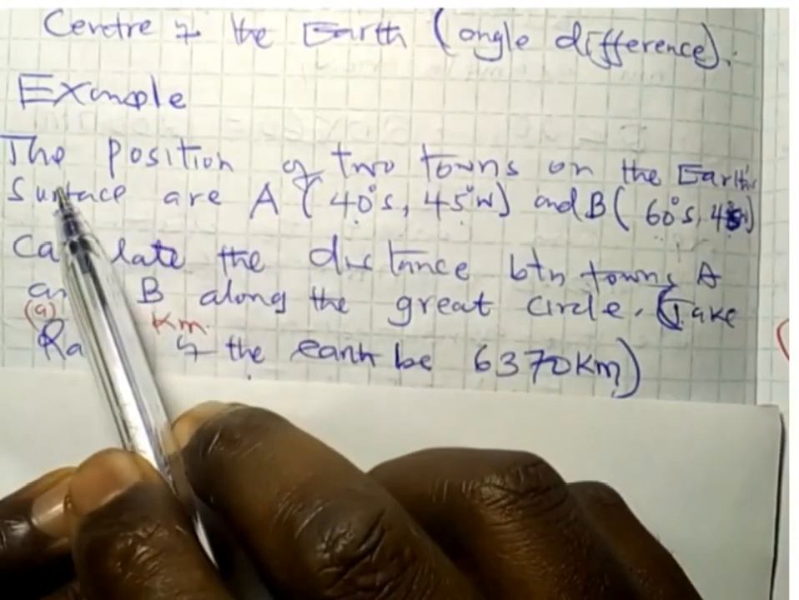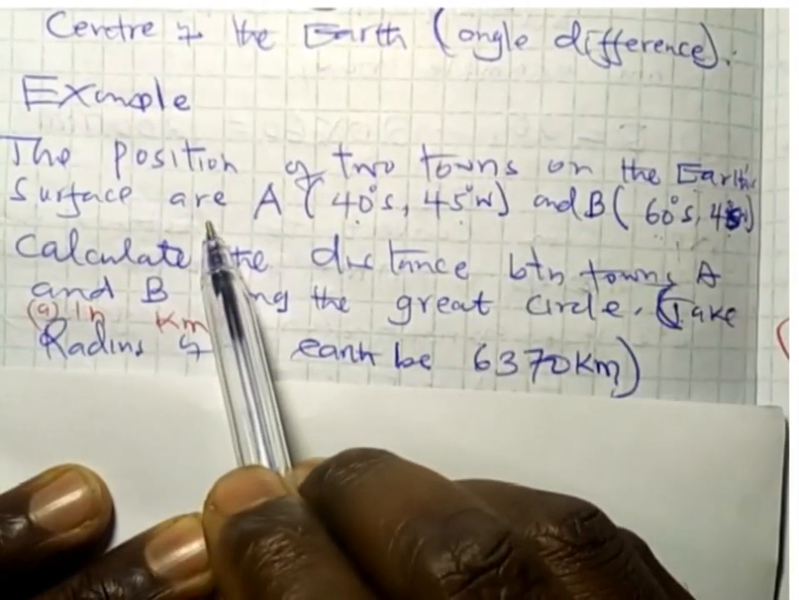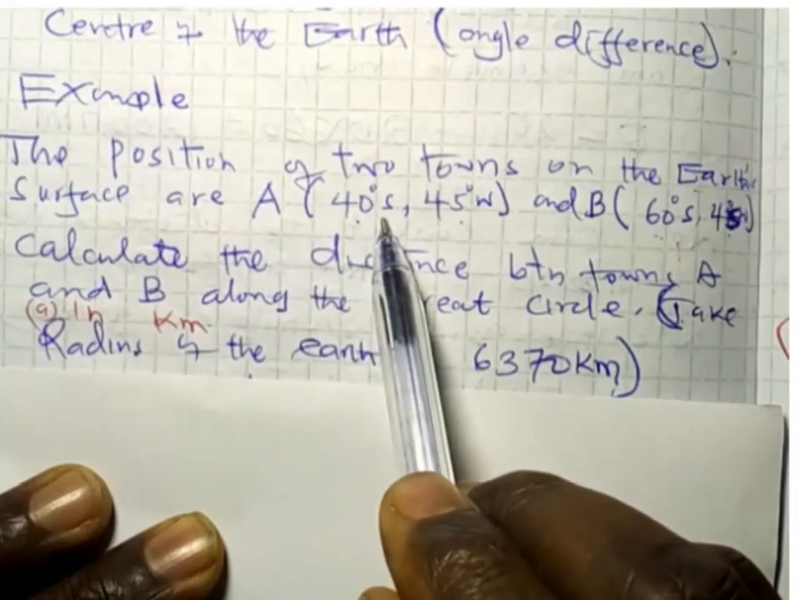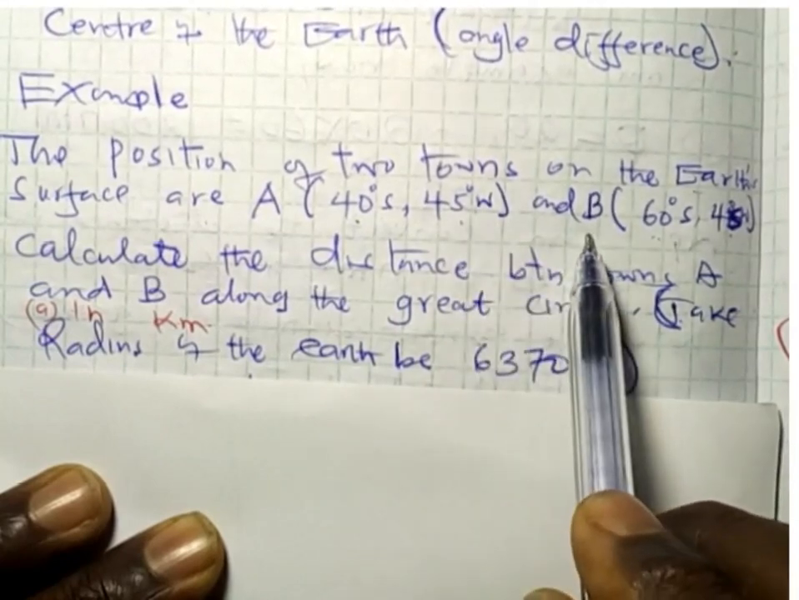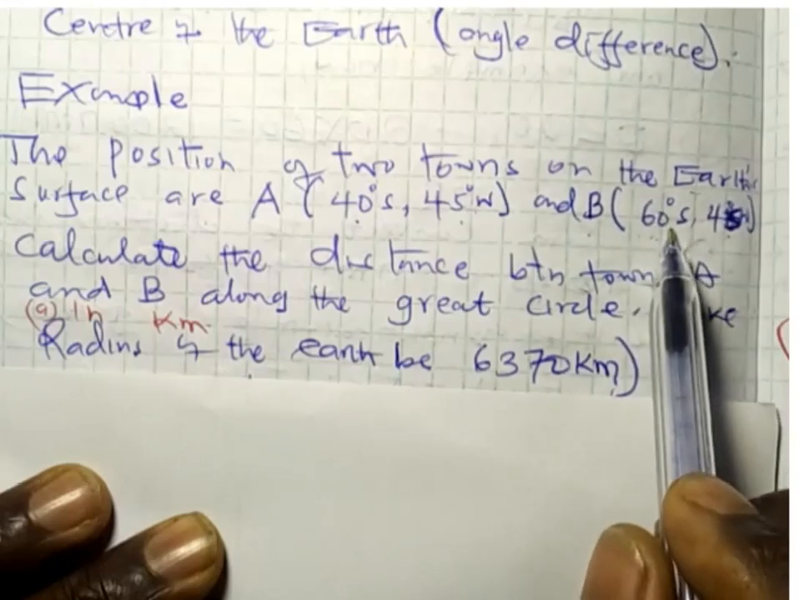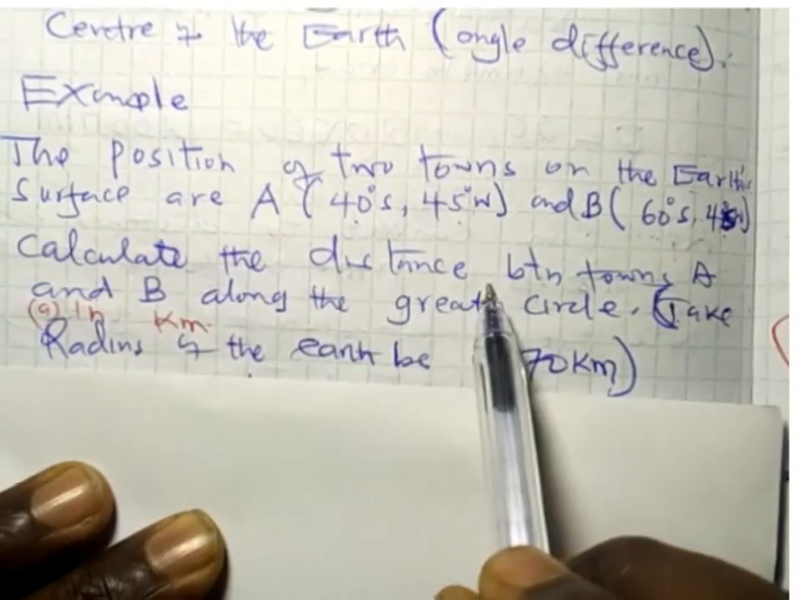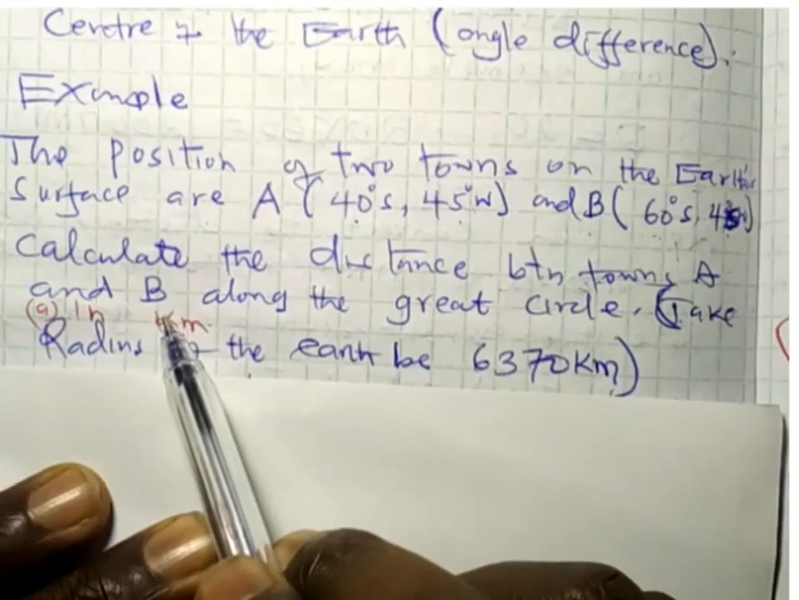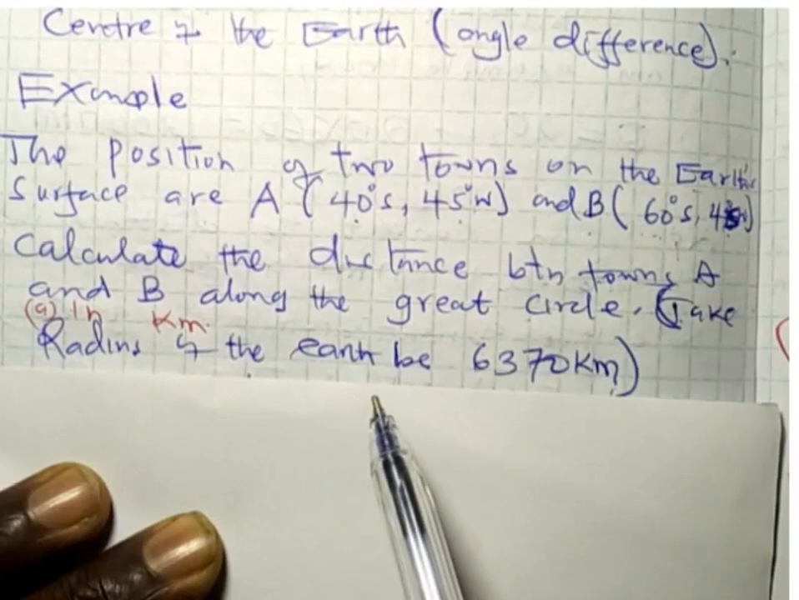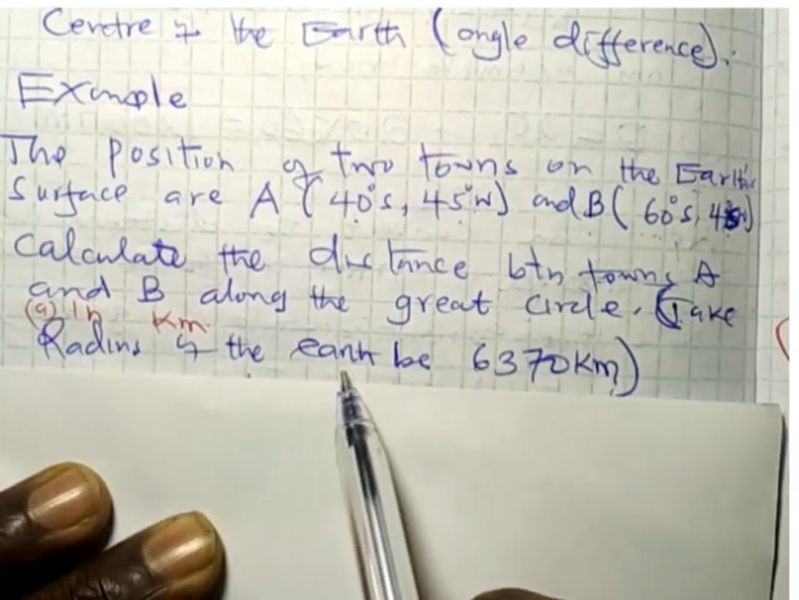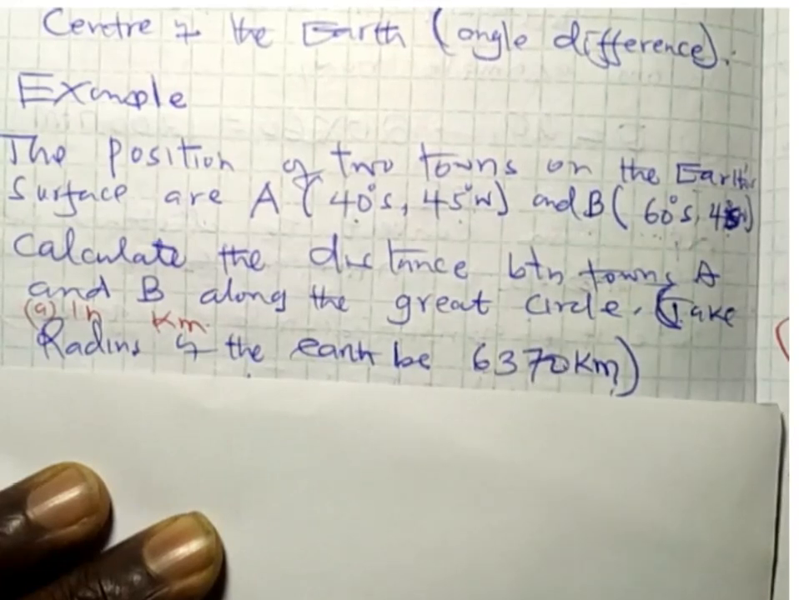Let us look at this example. The positions of 2 points on the Earth's surface are A, 40 degrees south, 45 degrees west, and B is 60 degrees south, 45 degrees west. Calculate the distance between towns A and B along the great circle in kilometers and in nautical miles. The radius of the Earth is 6370. So we go and do it.